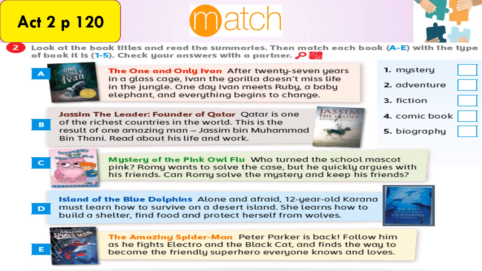Now, let me ask you some questions. Who are the main characters in The One and Only Ivan? Ivan the gorilla and Ruby, a baby elephant. Good. What do readers learn about in the book Jassim the Leader, Founder of Qatar? They learn about his life and work.